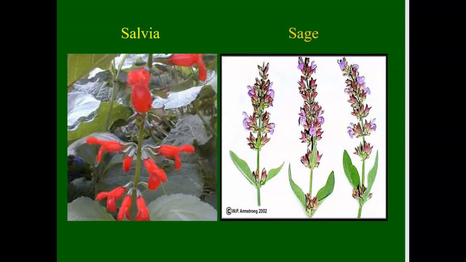This picture sort of shows you the general shape of the mint family flowers. They kind of have an upper and a bottom lip that have fused petals. And there's sage, which is used in cooking quite a bit. It has a purple flower. And so lots and lots of different kinds of mints out there.